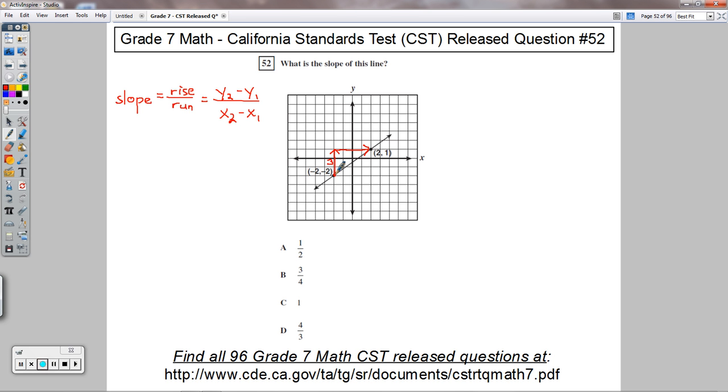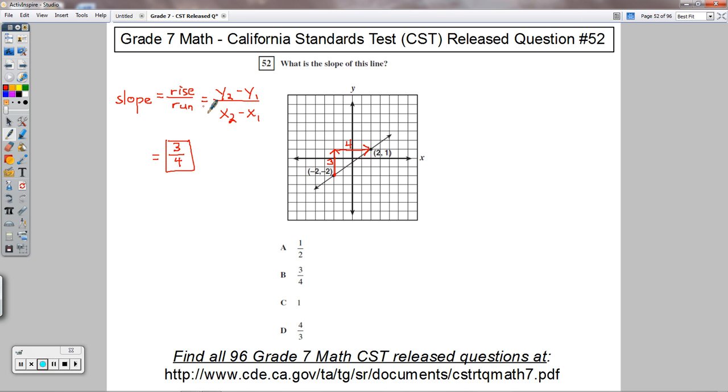So my rise part, I'm going up 3. If this was a negatively sloped line, I'd be going down a certain value, but this is going up 3, and then it's going to the right 4. So my rise would be 3, and my run would be 4.